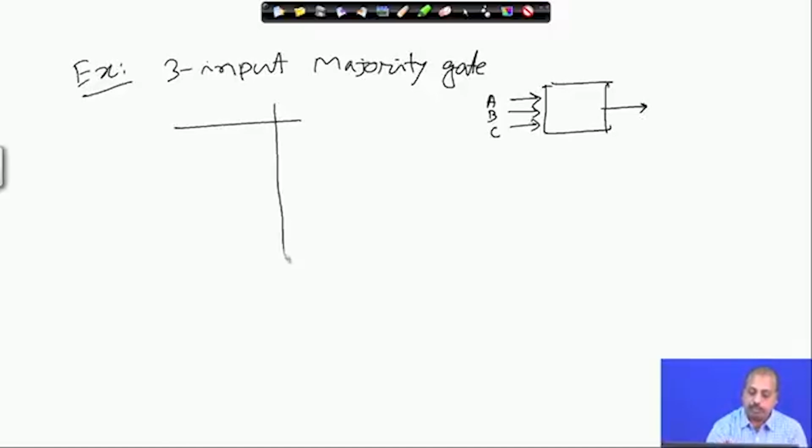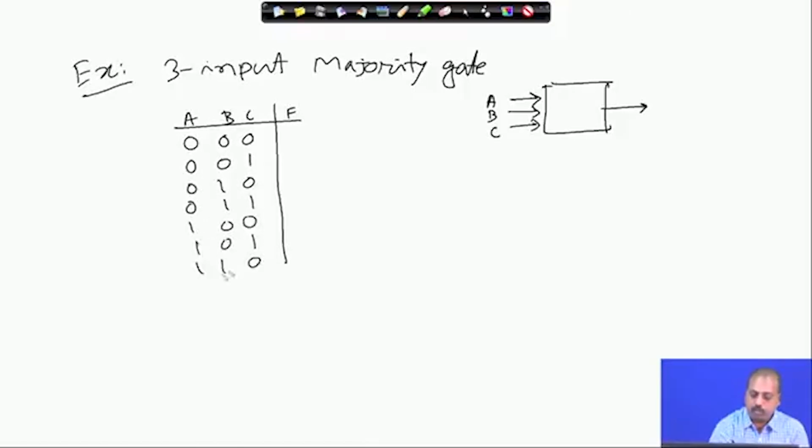So, let us try to draw the truth table. We have these 3 inputs A, B and C and the output as F. If you take the combinations 0 0 0, 0 0 1, 0 1 0, 0 1 1, 1 0 0, 1 0 1, 1 1 0 and 1 1 1, then as the statement of the problem said, the majority of the inputs should be reflected. So, this is 0, this is 0, this is 0, this is 1, this is 0, this is 1, this is 1 and this is 1.